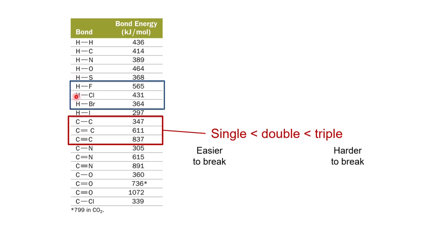We can also take a look at these here: hydrofluoric acid, hydrochloric acid, and hydrobromic acid. The bond energy for HF is higher than that for HBr. So let's think for a second about why. What property did we learn about in this unit that changes covalent bonds?